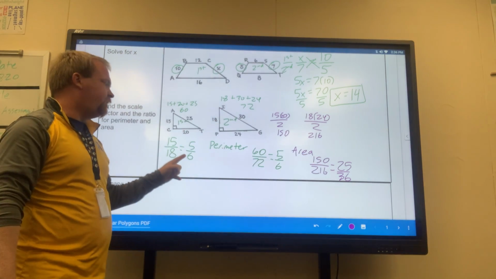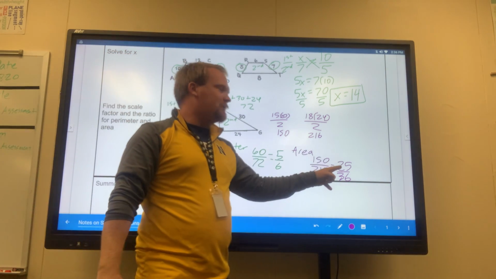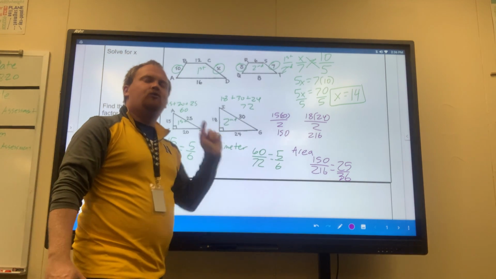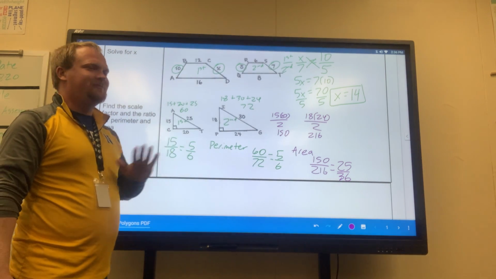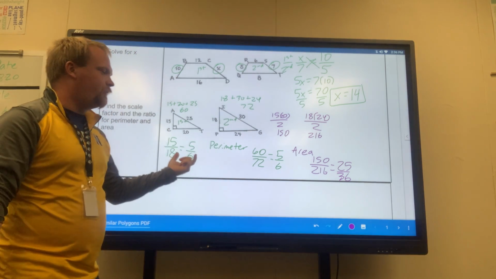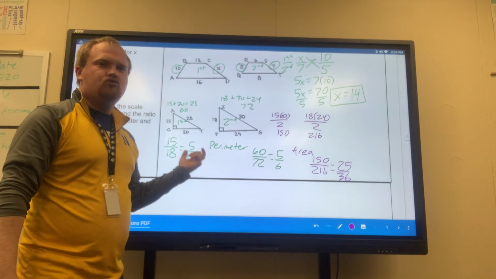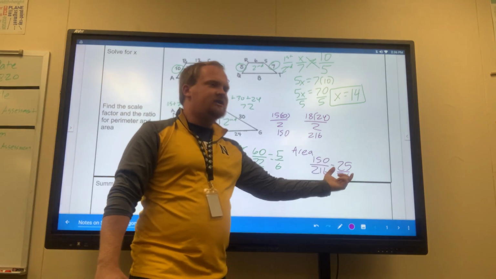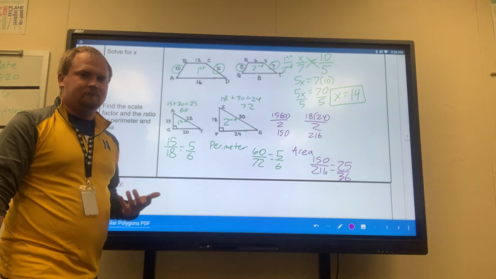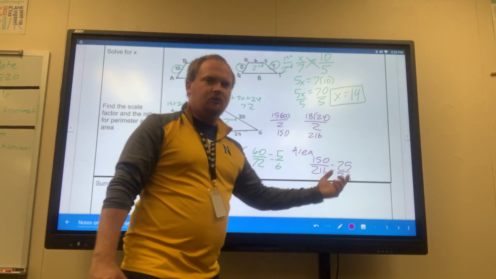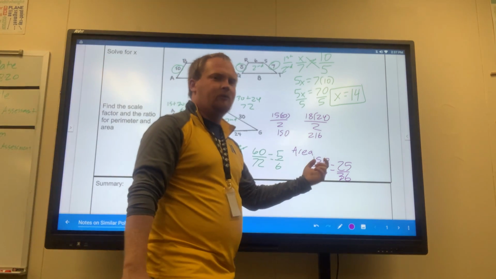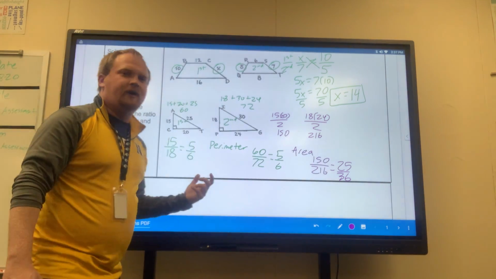If I square 5/6, that gives me 25/36. So the area is the ratio. I'm sorry, let me start over. The ratio of area is the scale factor squared. So if you square the scale factor, you get the ratio of the area. And that's how you go about finding it. That's what we want to be able to do. If we want to find the area ratio for similar figures, we just square the scale factor.